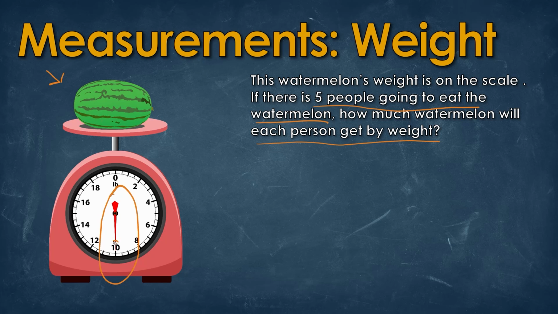The arrow is going to point in the direction of that watermelon's weight. If we take a look, that arrow is pointed directly on the 10. So we have 10 pounds for this watermelon, and 5 people are going to eat it. So we're going to divide. How much watermelon does each of these 5 people get? 10 divided by 5, if we remember, is equal to 2. So each person gets 2 pounds of watermelon.